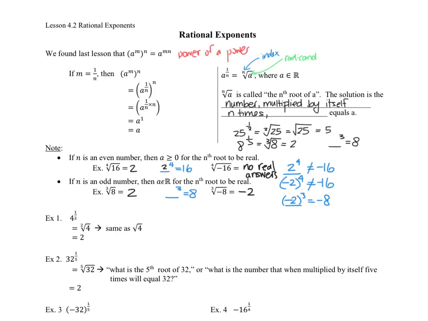I think we already covered this. When the index is 2, that's the default index, so the default index of 2 doesn't need to be written.